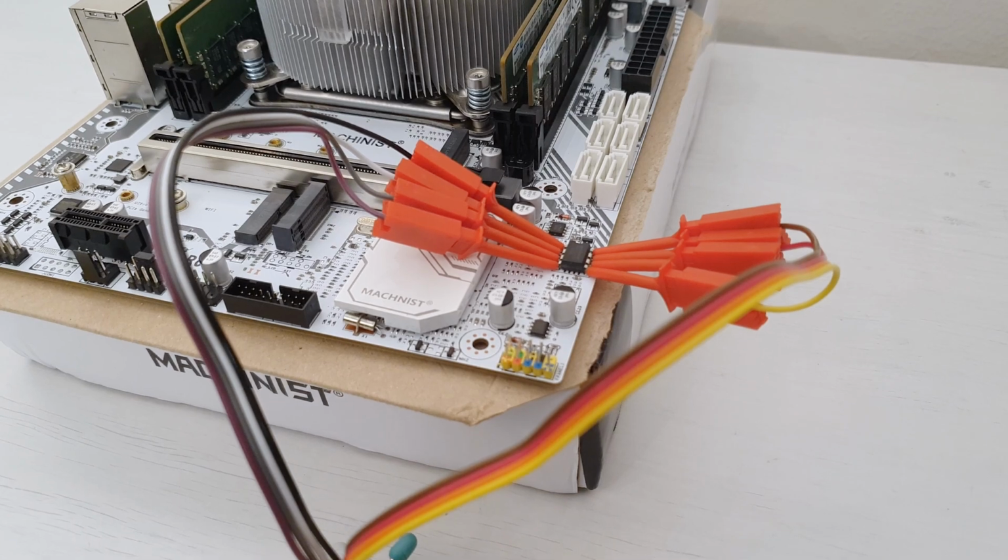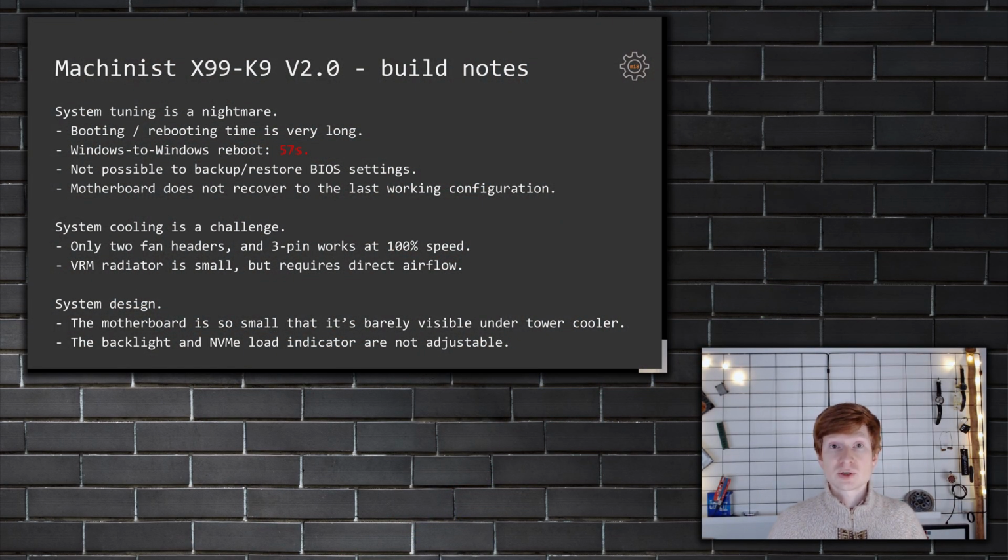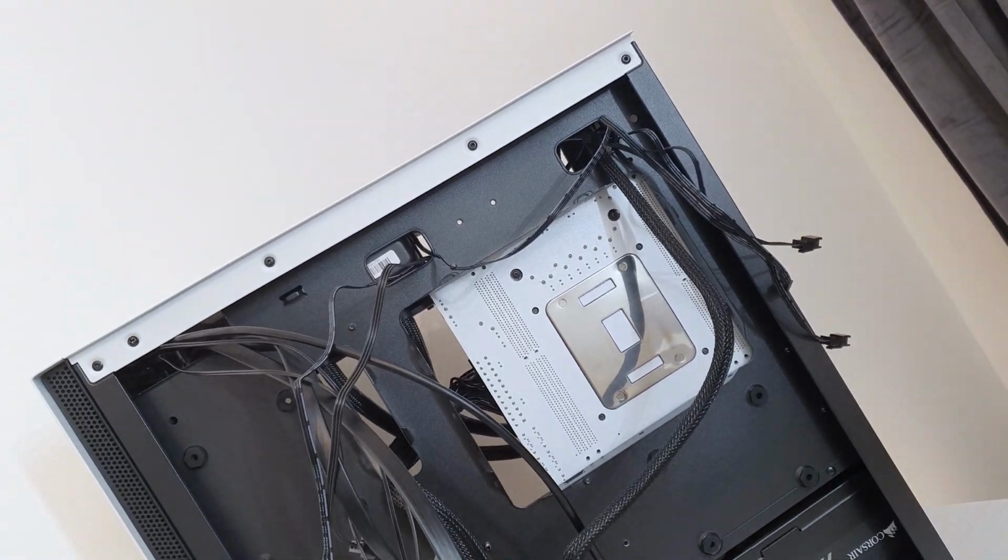And finally, the motherboard does not restore the last known working configuration of the BIOS. For example, if you're trying to get your memory timings too tight or you're pushing your i7 a bit too much and the system fails to boot, you have to clear CMOS and reconfigure the BIOS all over again. This is extremely frustrating. The motherboard simply doesn't start and that's it.